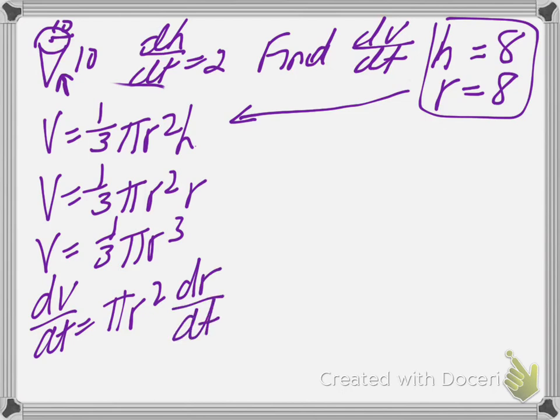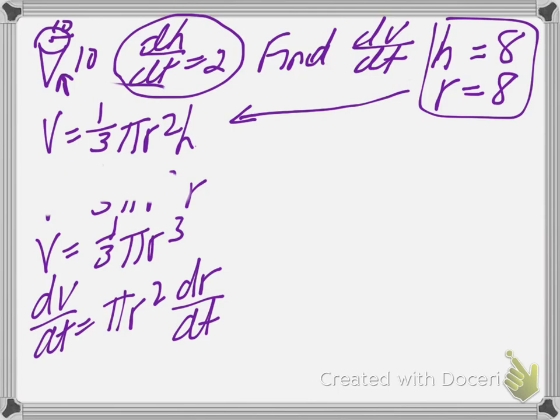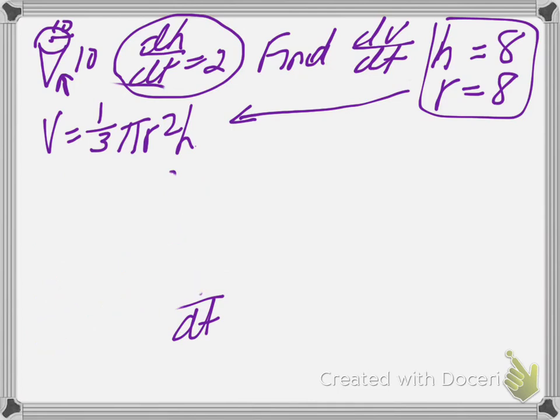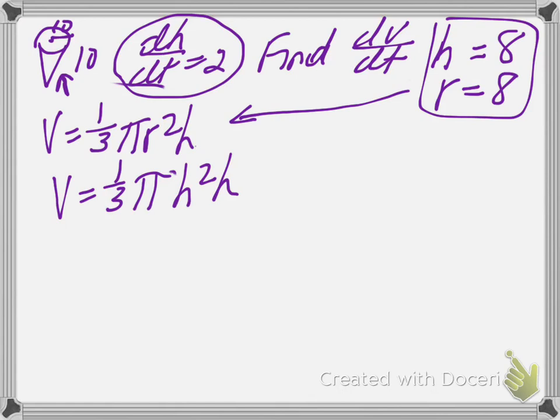Notice I have no dh over dt, and I know something about dh over dt, so I need an h in there. And I don't know what dr over dt is, so we substituted incorrectly. We're going to erase that, and substitute to make it all h's instead of r's. I did not take the derivative yet. All I'm doing is using the fact that h and r are the same, and putting in h for this r right here. So I can simplify, and this is going to work for us.